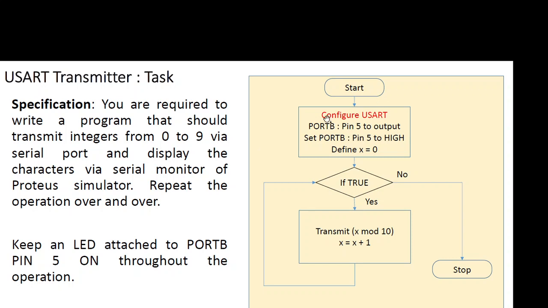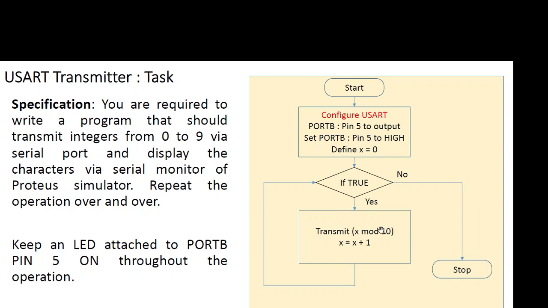So for that, our flowchart would look like this. In that, we are going to configure the UART, configure the port B pin 5 as an output port, and set that particular pin 5 to high. That means we are turning on the LED. So we are going to define a variable x which is equal to 0, and we are going to write a never ending while loop. In that while loop, we are going to transmit x mod 10.